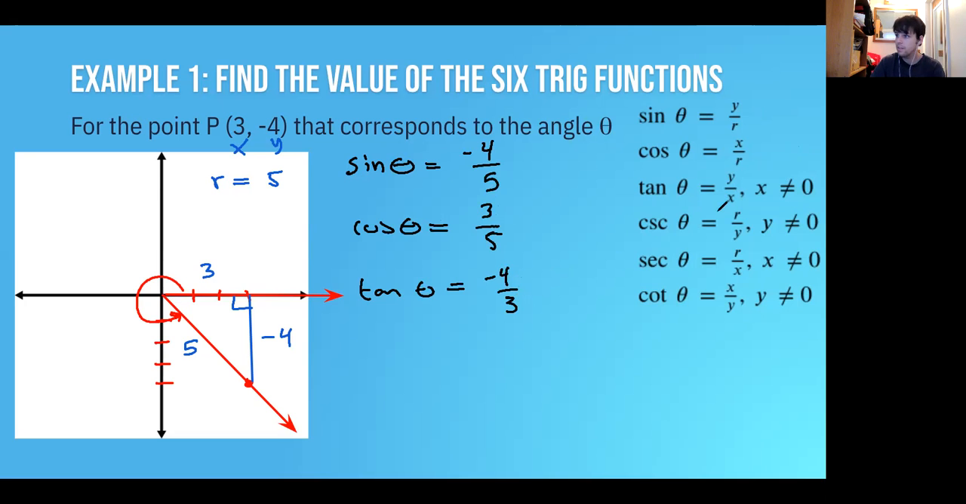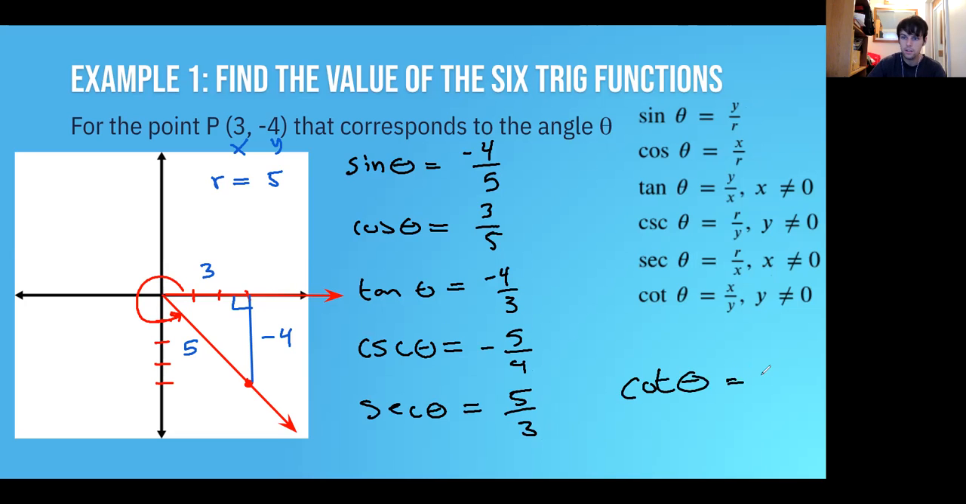And then these other ones are reciprocals of these. Instead of y over r, it's r over y, and so forth. If it's reciprocal, so cosecant is equal to -5 over 4, r over y. Secant of this angle is equal to 5 over 3, r over x, and then cotangent, which is reciprocal of tangent, is -3 over 4.